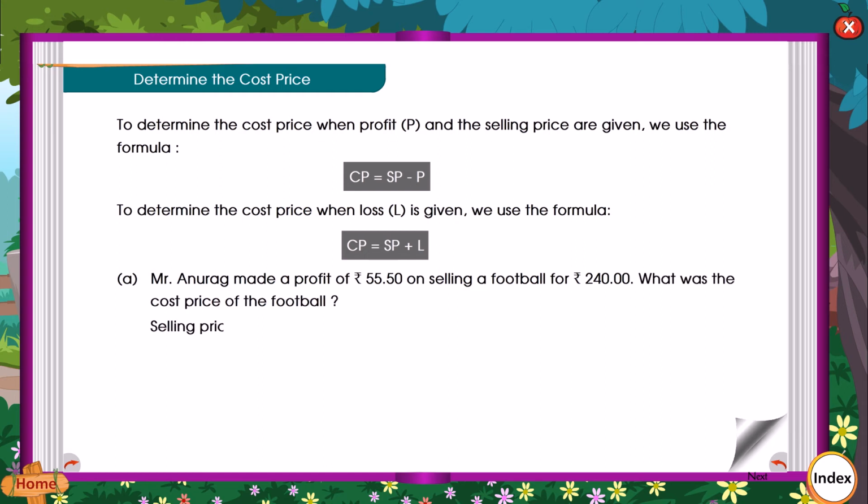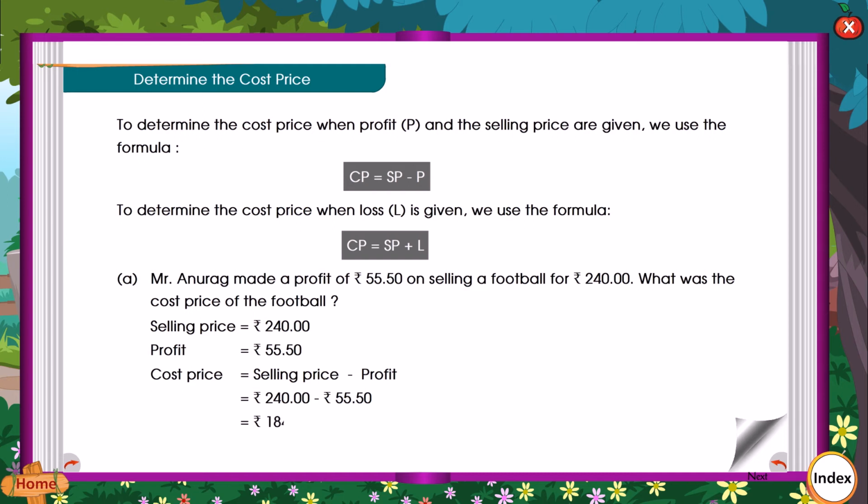Selling price is equal to rupees 240. Profit is equal to rupees 55 and 50 paise. Cost price is equal to selling price minus profit is equal to rupees 240 minus rupees 55 and 50 paise is equal to rupees 184 and 50 paise. The cost price of the football was rupees 184 and 50 paise.